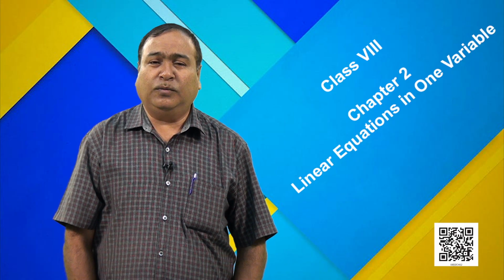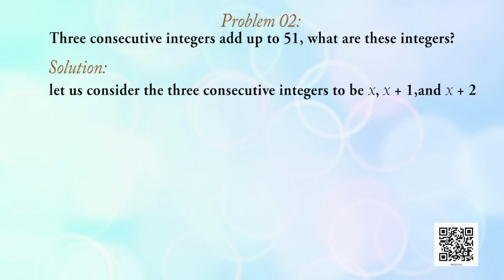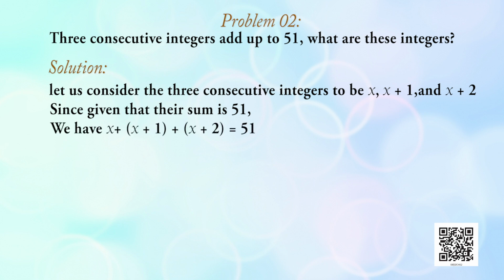Now, let us take one more word problem based on this situation. Problem 2. 3 consecutive integers add up to 51, then what are those integers? Students, let us consider the 3 consecutive integers be x, x plus 1 and x plus 2. Since it is given that the sum is 51, we have x plus x plus 1 plus x plus 2 is equal to 51. If we add all the x, it becomes 3x plus 1 plus 2 becomes 3.